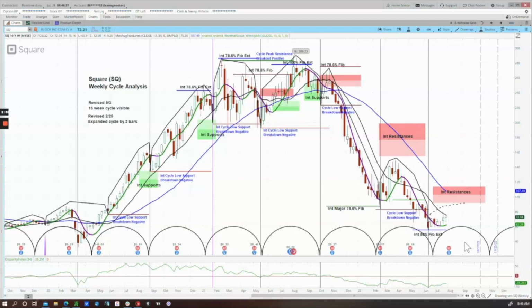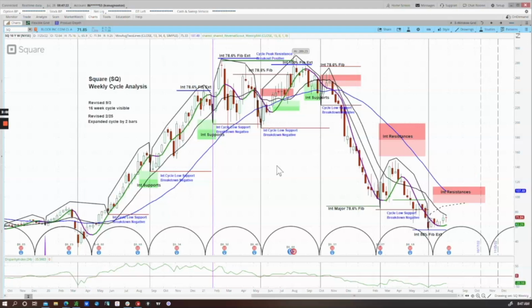Now, when we have a negatively configured cycle, the probabilities favor the subsequent cycle not being able to take out that prior cycle high, but instead perhaps getting up into the resistance zone and having trouble getting through there. This resistance zone goes from about 91.5 on the bottom up to about 113.5 on the top.